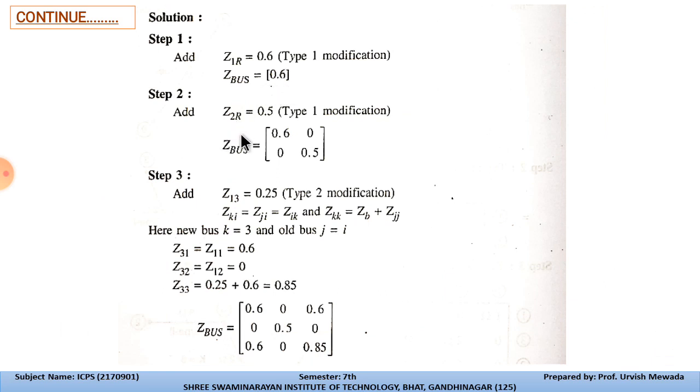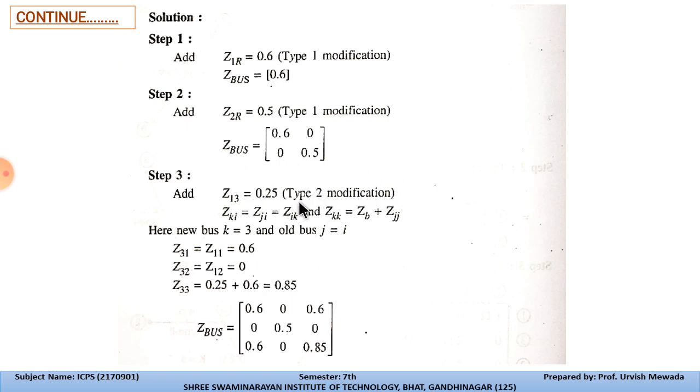Now add Z2R. So we have two links, Z11, then Z12, then Z21 and Z22. So this will be 0.6 for Z1R and Z2R will be 0.5, and there is no connection between the other links, so it will be 0. Now in step number 3, we need to add Z13. So 13 has the impedance 0.25. So a type 2 modification is there.